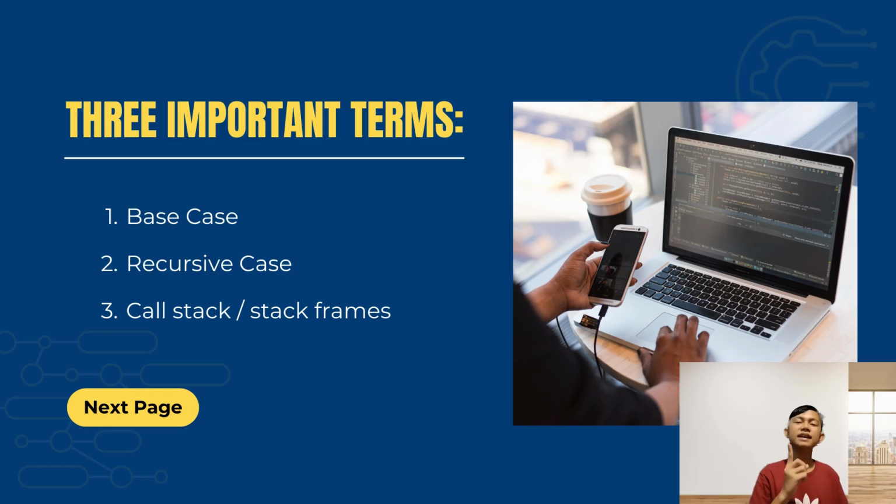The first one is the base case. This is the condition where the function finally stops calling itself. Think of it as the final goal or the simplest version of the problem. For example, n factorial, when n becomes 1, we stop.